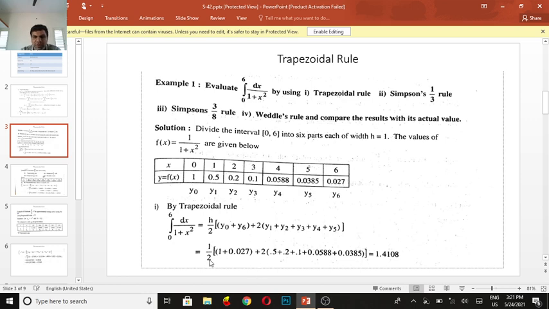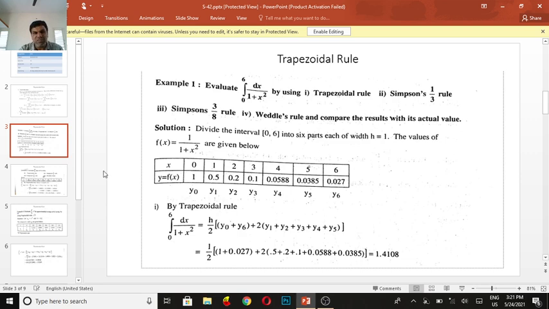So substituting, y0 here is 1 plus y6 is 0.027, plus 2 times of y1 0.5 plus y2 is 0.2. Like that, I'm substituting all the values. So we get 1.4108. This is the value of the integral from 0 to 6 dx divided by 1 plus x square, 1.4108 by the trapezoidal rule.